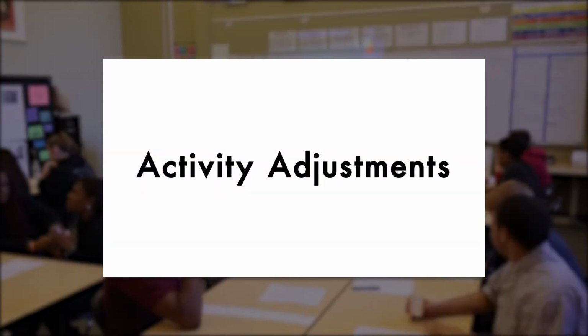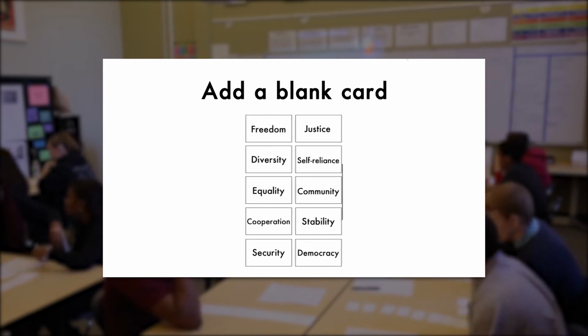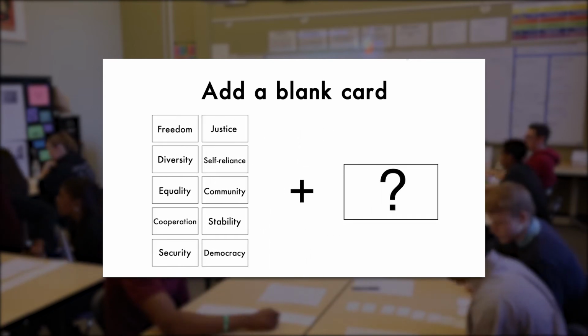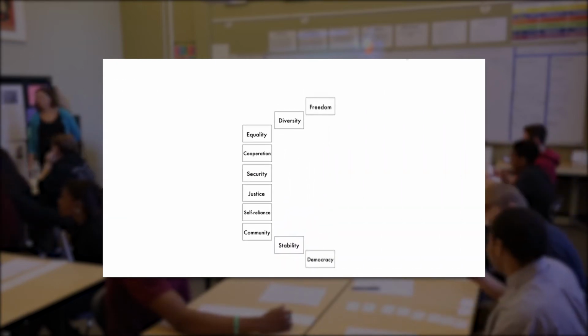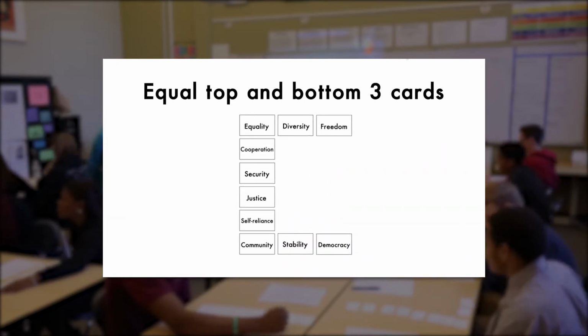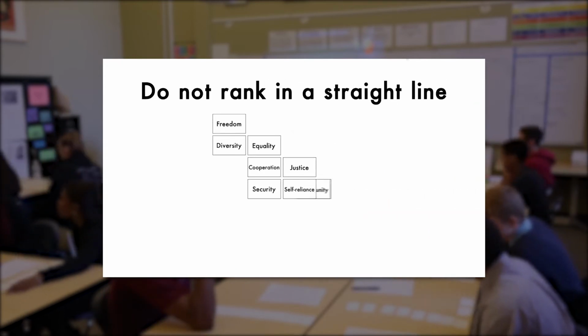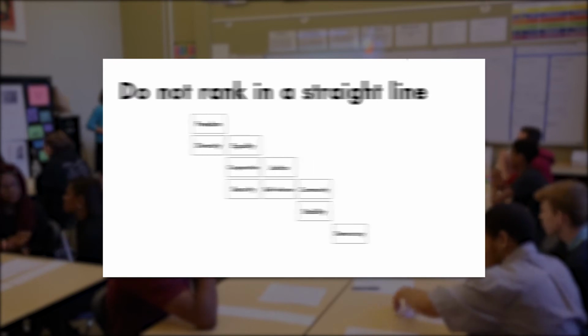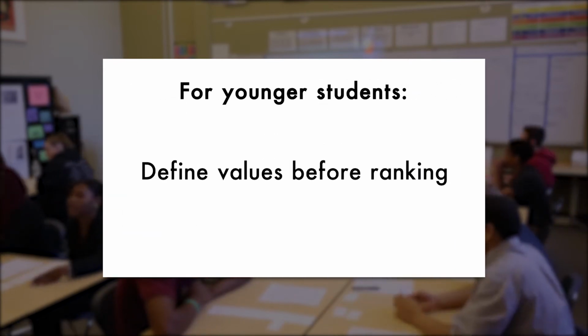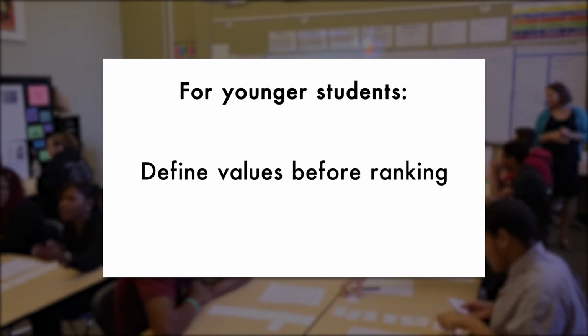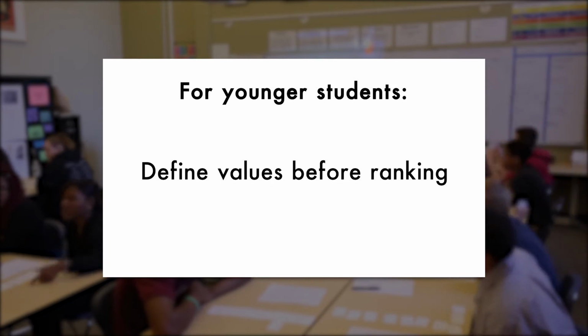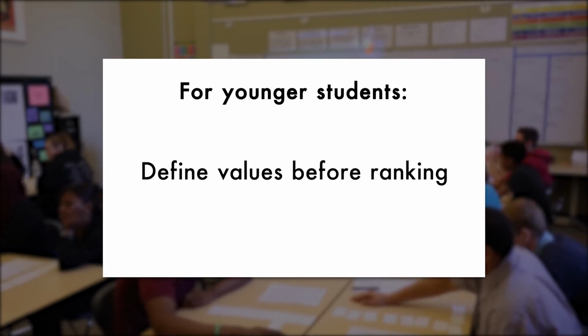Here are some ways that you can modify the values activity for your classroom. Add a blank card. Students can add in a value they don't see on the list. Allow the top 3 and bottom 3 values to be equal. Don't rank in a straight line. For younger students, spend some time defining the values as a group before you rank them. The activity will still work, but there is more value in suddenly realizing that not everyone defines security the same way.